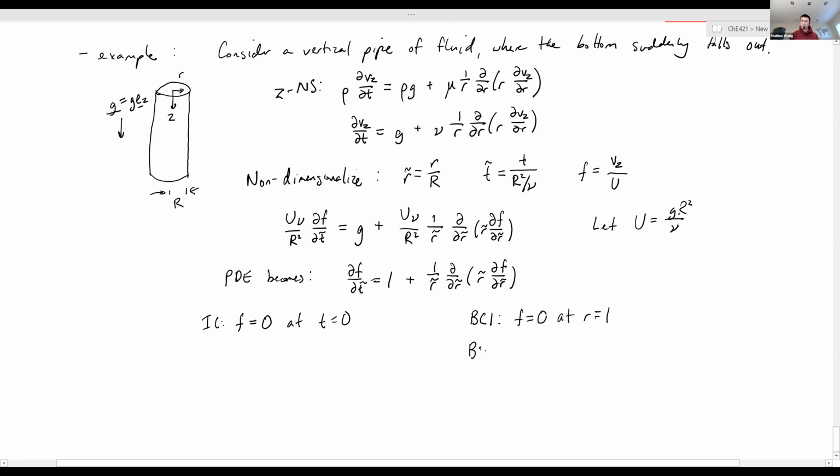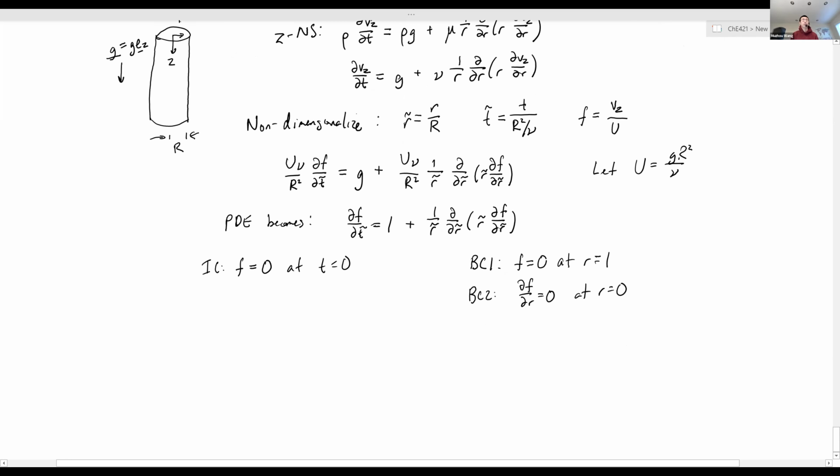And then you have something like a no stress condition, or you can also call it a symmetry condition, or you can say a finite condition, at r equals 0. So just f remains finite at r equals 0, or you can say df dr is equal to 0, etc. Right? This is exactly what you would do in a normal pipe flow fluid problem, right? And so now it's just a matter of doing our FFT solution. So let's do that.